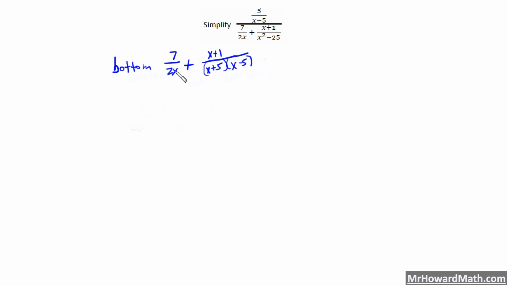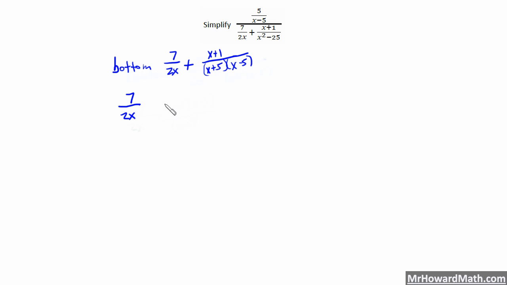So the only thing I can do is multiply this term by x plus 5, x minus 5 over x plus 5, x minus 5, and multiply this whole thing by 2x over 2x. That'll establish a common denominator of this multiplied by this whole thing. Okay, so let's do that. Hopefully when I write it out it'll make more sense.